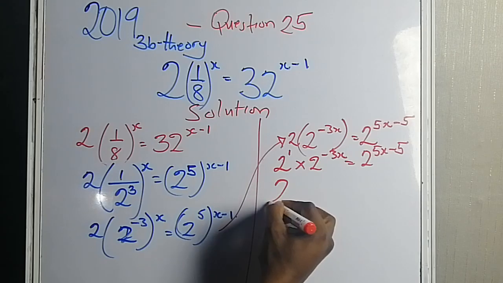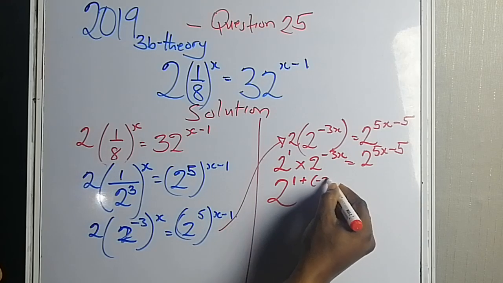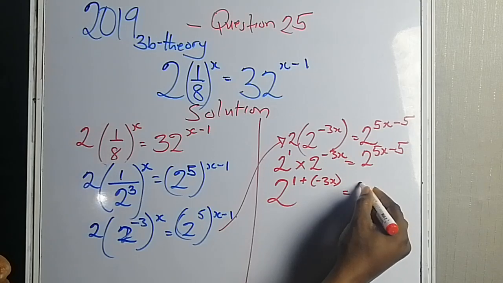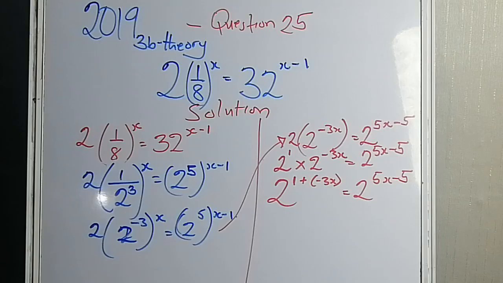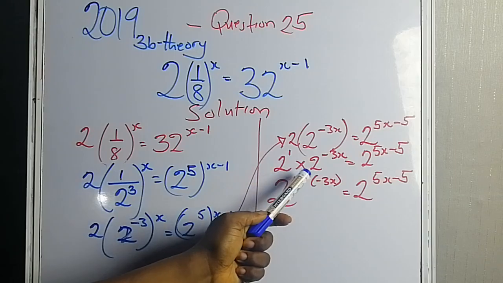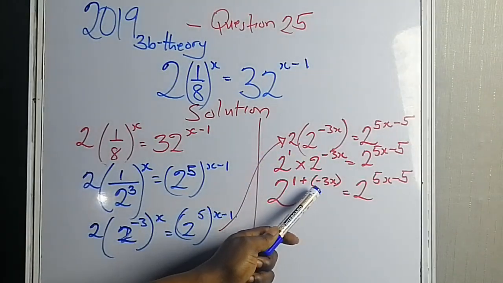So this is the same thing as saying 2 raised to power 1 plus minus 3x equals 2 raised to power 5x minus 5. It's as simple as that. The multiplication law of indices says pick one base if they have the same base, then you add the powers. So we've done the same thing here.